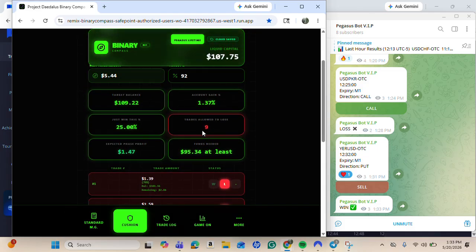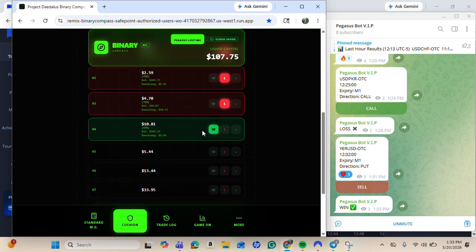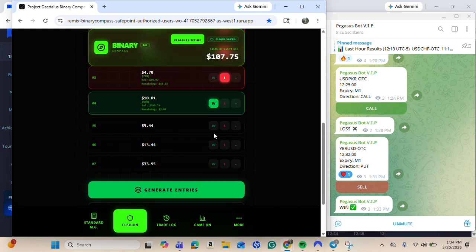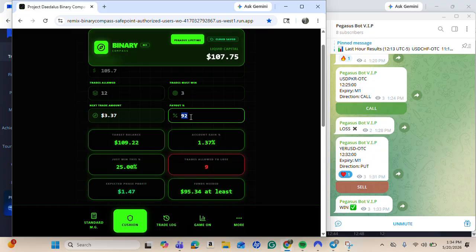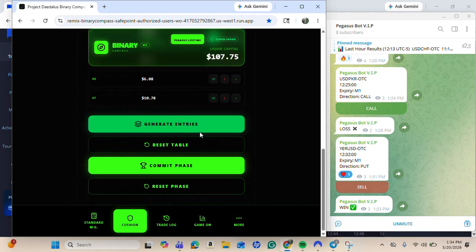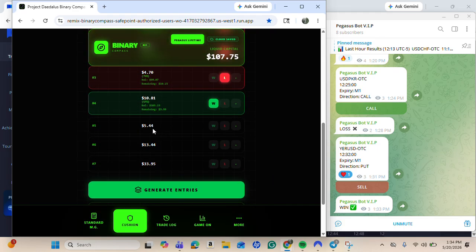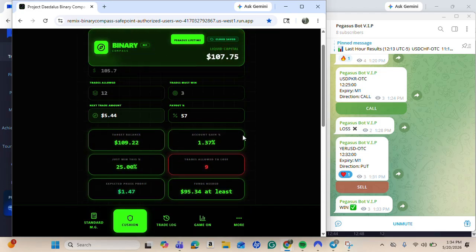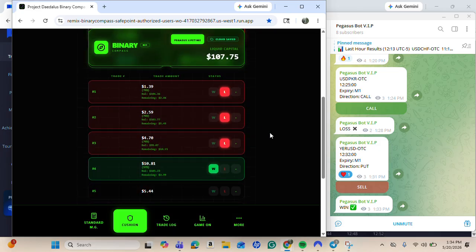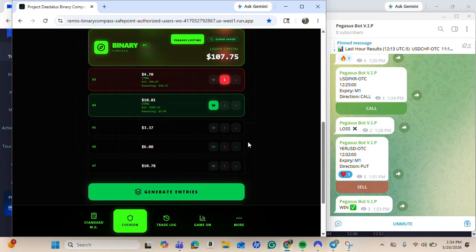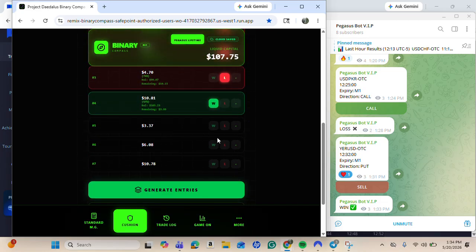What you can also do is clear right here, right at win, and say start over back at 1, or you can go back. So I'm going to generate new entry. My next entry is 337. If it was at 57, I need to use 5. I'm going to show you again. 57%, generate entry. My next entry will be 544. So now we're going to go on 92, generate entry. And my next trade amount is 337.